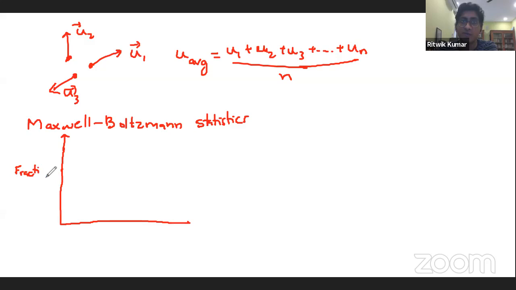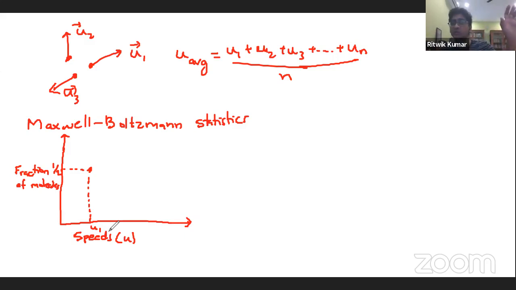So we are plotting the fraction of molecules with speed u against the speeds, u. A data point in this graph suggests that a certain fraction of molecules has that speed. Let's say the fraction comes out to half. Half the molecules will have a speed of u1. Did you understand what this curve actually represents? It's the fraction of molecules. Half of the molecules have speed u1 is what that data point suggests. I'm going to erase that. That's just to give you an idea of what this graph represents.